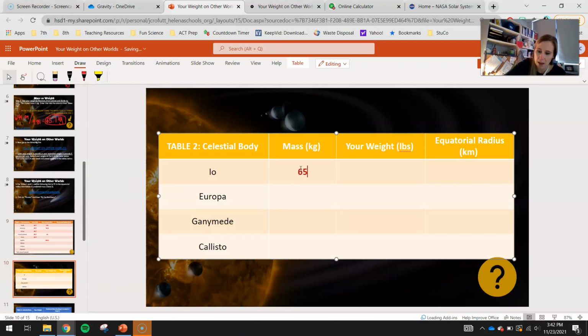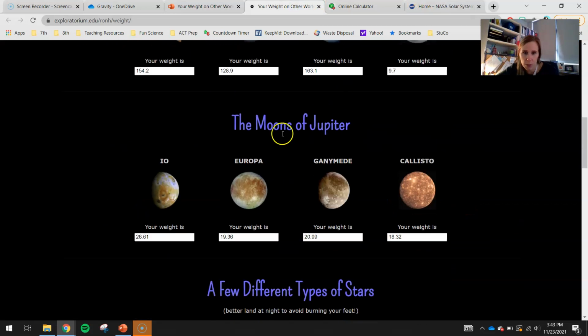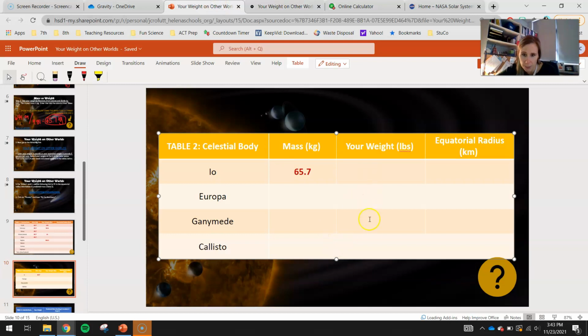My mass is still the same if I go to any of the moons of Saturn or Jupiter, okay? My weight's going to be different though, so you will look down here and say, all right, if I go to the moons of Jupiter, here's Io, Europa, Ganymede, and Callisto. You can see the weights there, okay? You can see how they compare, and you would put that information in right here. It doesn't matter what moon I'm on, I'm going to have the same mass, but I will have different weights, okay?